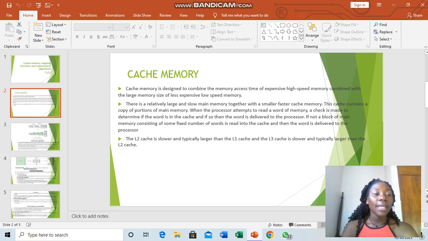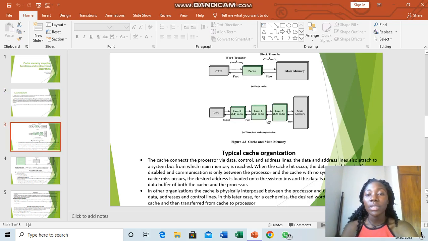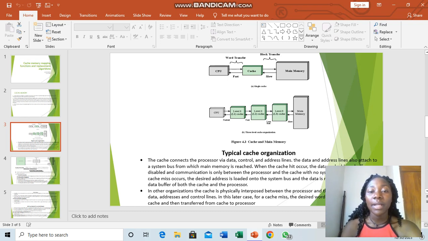We see that the L2 cache is slower and typically larger than the L1 cache, and the L3 cache is typically slower and larger than the L2 cache, which is shown in this diagram. The L3 is larger and typically slower than L2, and the L2 is larger and typically slower than the L1.